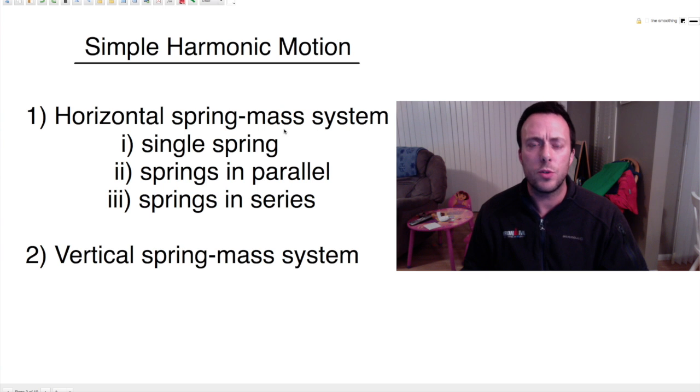We'll start with a single spring attached to a block. I'll then add a couple of single springs, either in parallel or in series, and I want to compare the differences to the first case. I also want to say a few things about a vertical spring-mass system. There are a couple of important differences I want to highlight and just make sure you understand.